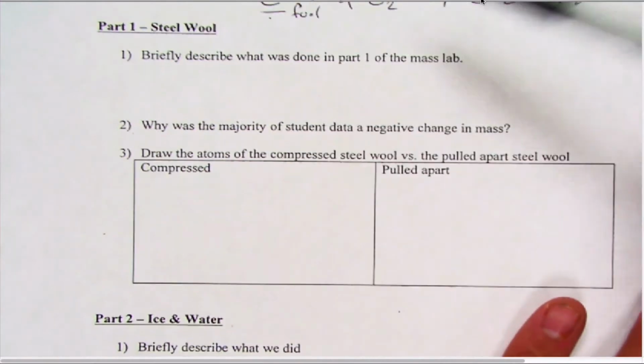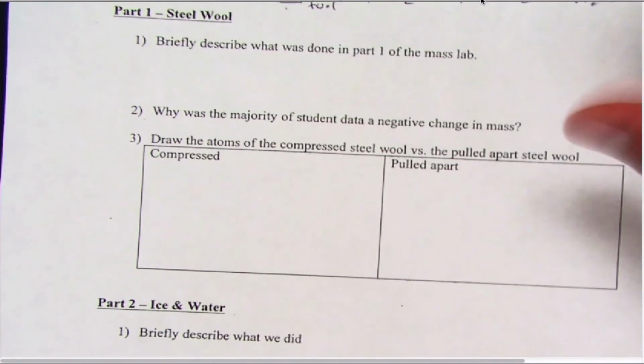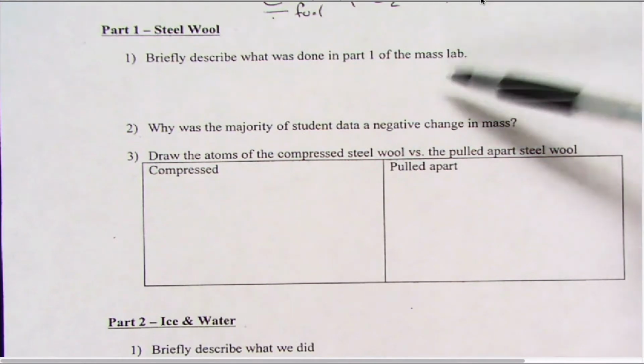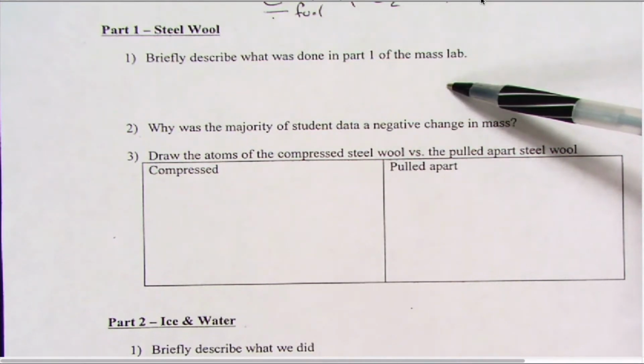So the first part was a steel wool. So part number 1, steel wool. In this part, what you basically did is you took a chunk of steel wool, you scrunched it up into a little ball, weighed it on a scale, pulled it apart, or stretched it out, or whatever you want to call it, and then re-weighed it.